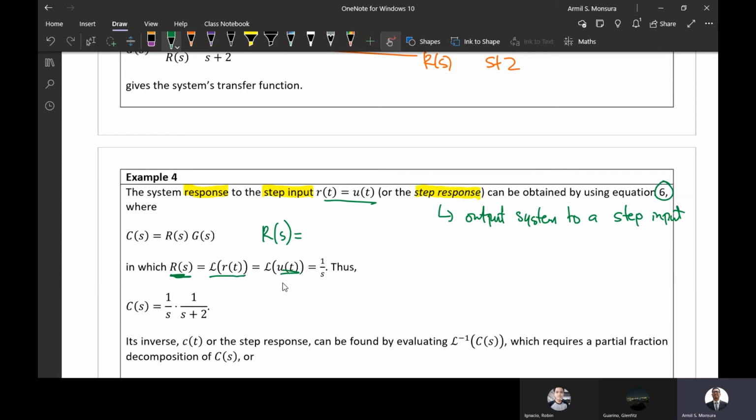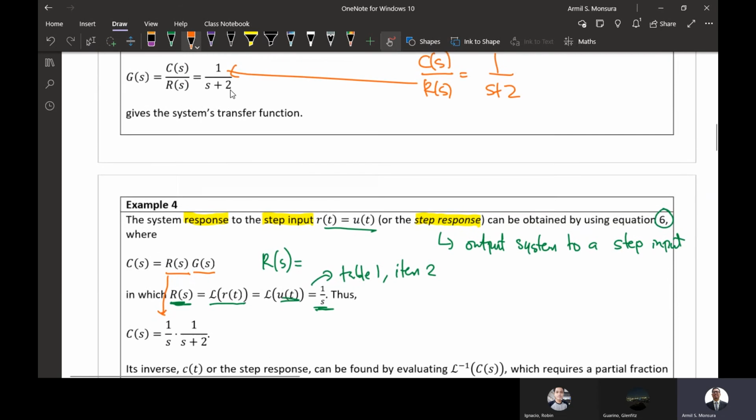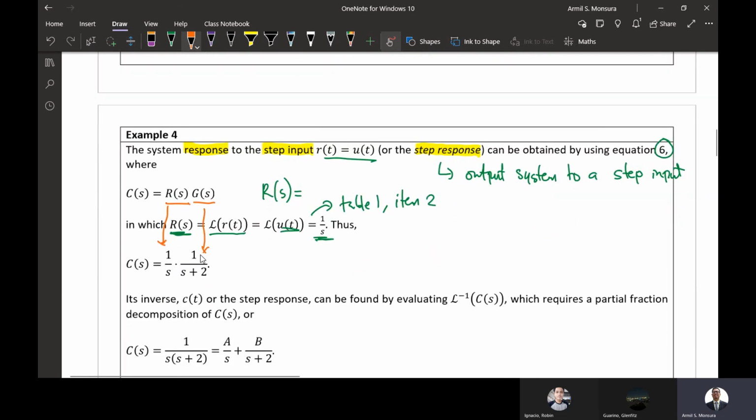Okay? So, from table 1, nakalimutan ko lang kung anong item, pero number 2 yata ito, item 2 or row 2 yung table 1 ninyo. Yung Laplace transform ng U of T ninyo is 1 over S. So therefore, yung R of S natin is isa-substitute natin yung 1 over S para sa R of S natin. Tapos yung G of S natin, yung nakuha natin dito, which is 1 over S plus 2. Okay? So that yung C of S natin ngayon has the form 1 over S times S plus 2.